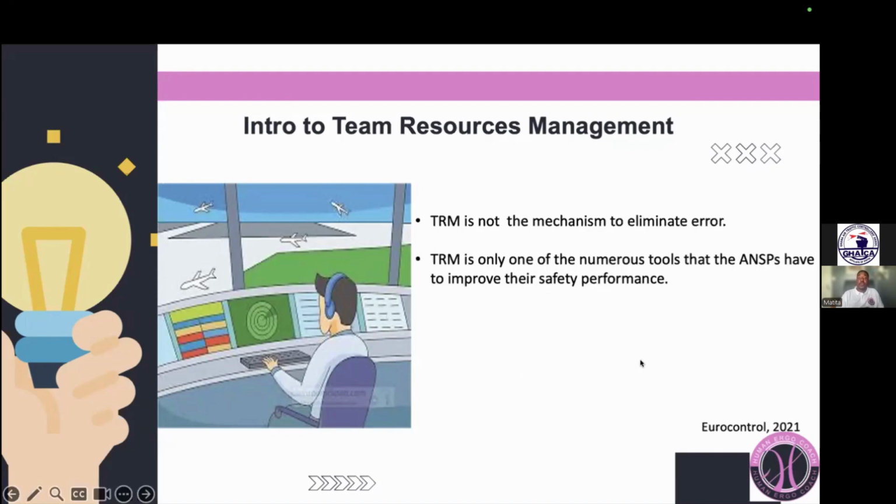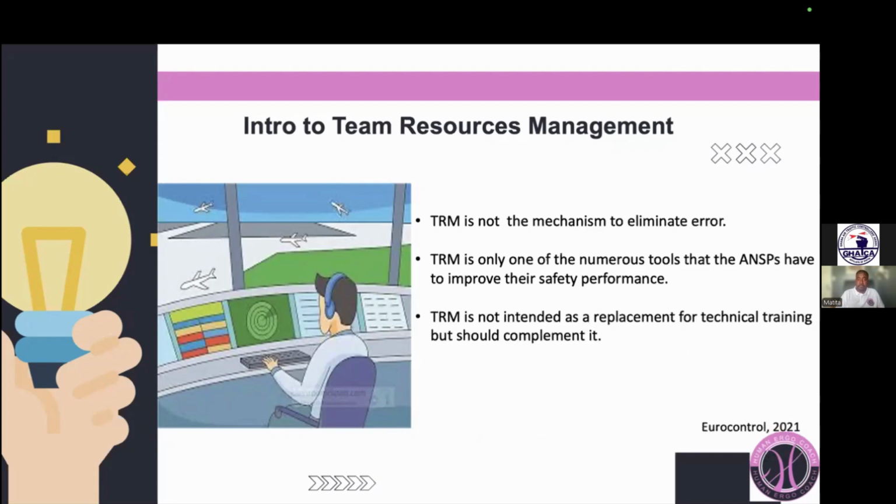And then also, TRM is only one of the numerous tools that ANSPs have to improve their safety performance. There is a plethora of programs that we can introduce to manage safety. So, for example, we can also introduce things like mindfulness and all of those other programs. And it's not intended as a replacement for technical training, but should complement it.